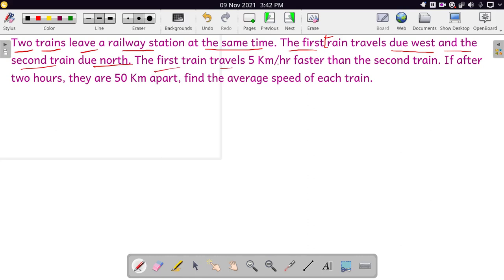The first train travels 5 km... we will do this later. First, let us draw the diagram. The diagram over here is very important. Let us draw it and see what the first two sentences are saying.